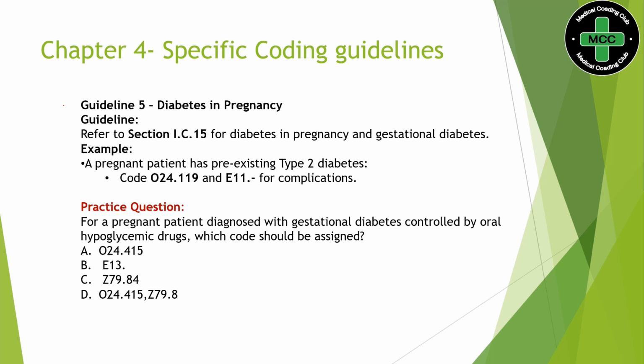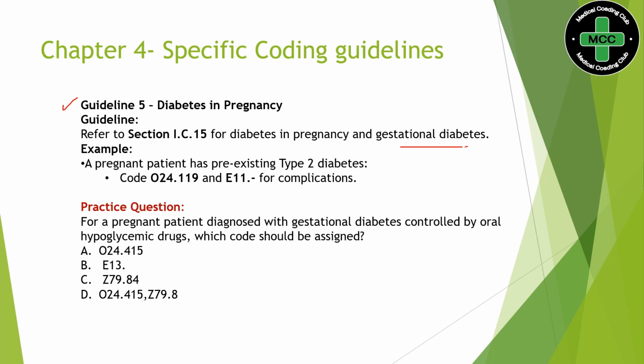Next coding guideline is diabetes in pregnancy. As we discussed, firstly we have to check whether the patient had diabetes before the pregnancy or developed diabetes during the pregnancy. If she got diabetes during the pregnancy, then it will go to gestational diabetes, and if she had diabetes before becoming pregnant, then it will go to pre-existing diabetes. We do have separate codes.